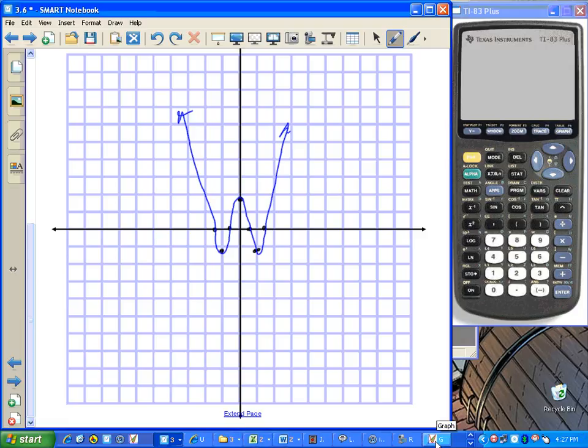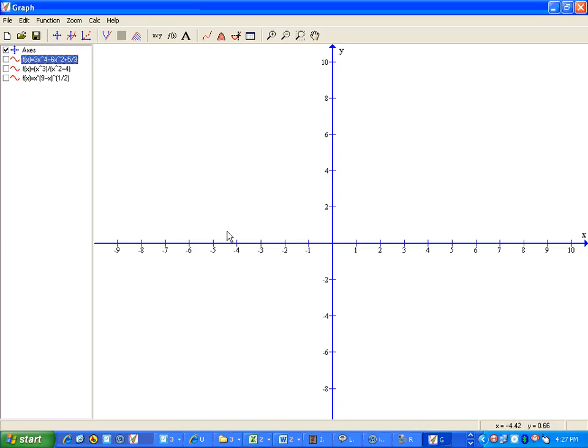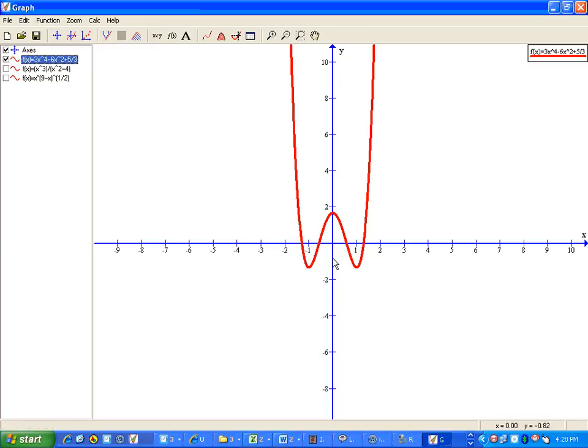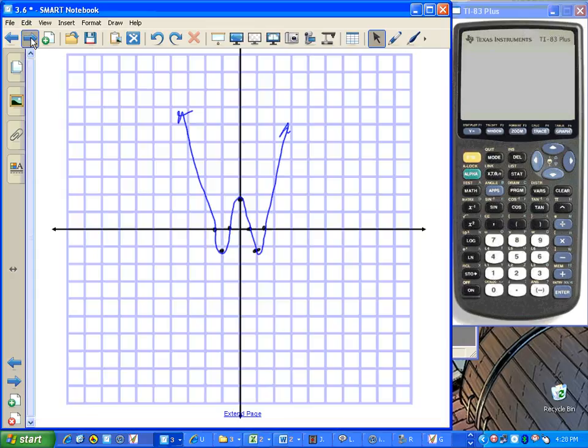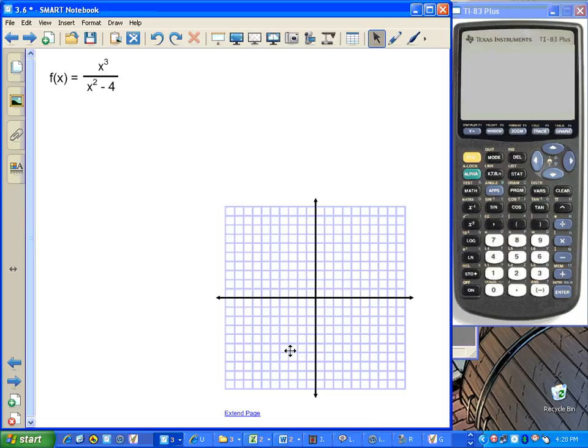I've got it graphed out on a graphing program here to kind of compare what I did to what the graphing program did, and you can kind of see it's exactly the same. I've got the same y-intercept, I've got all the x-intercepts, I've got the same mins and maxes, and I've got the same end behavior. Let's go on to one that's a little bit more challenging.